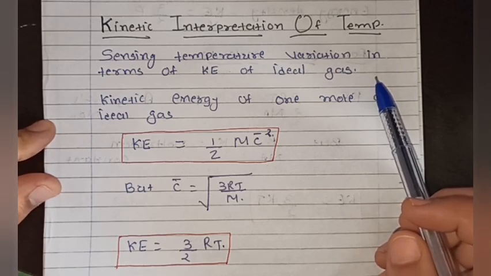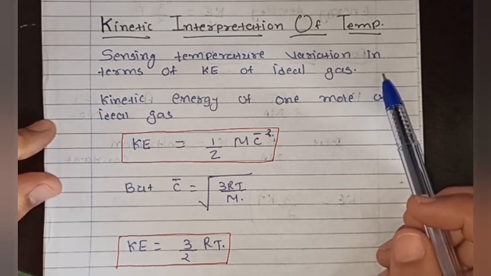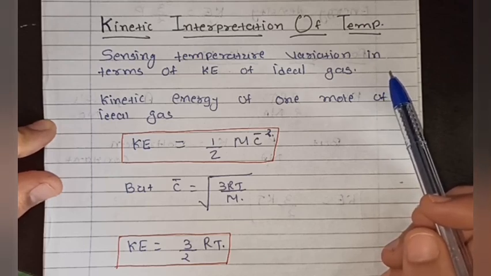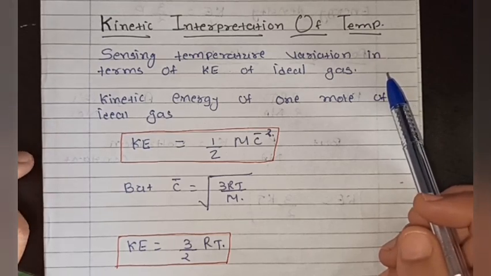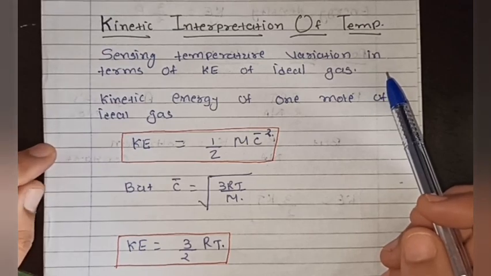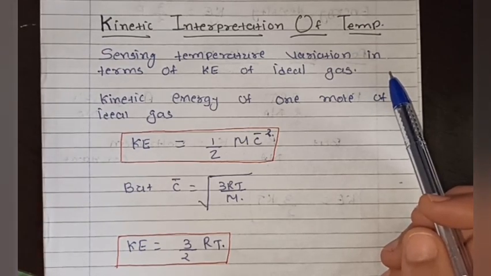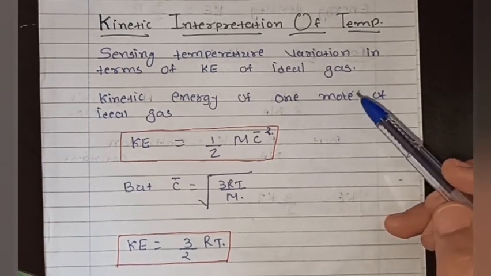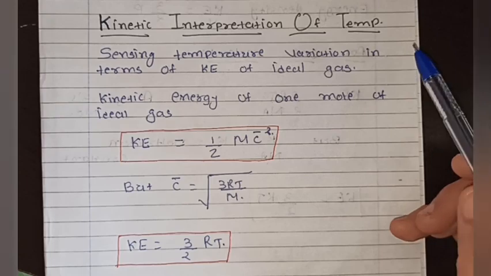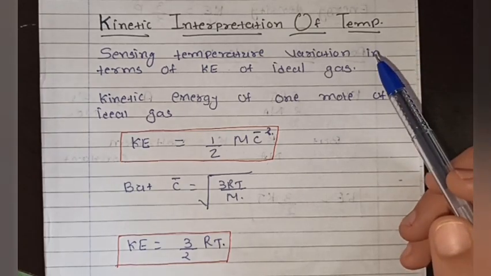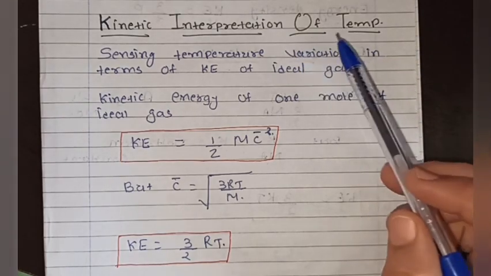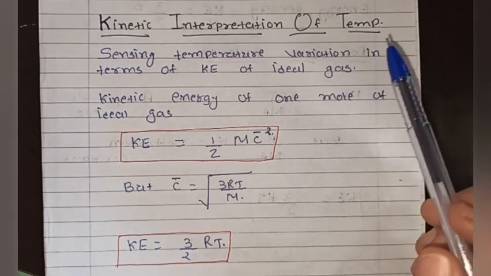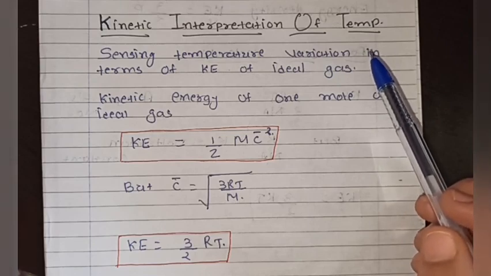We know that temperature is sensed always through some indirect changes. For example, we measure temperature with the help of thermometer. In thermometer there is mercury, so if temperature changes, the length of mercury will change. So according to change in length of mercury, we can sense the change in temperature. So in this case, if the kinetic energy of the gas changes, the temperature is changed, that is sensed.